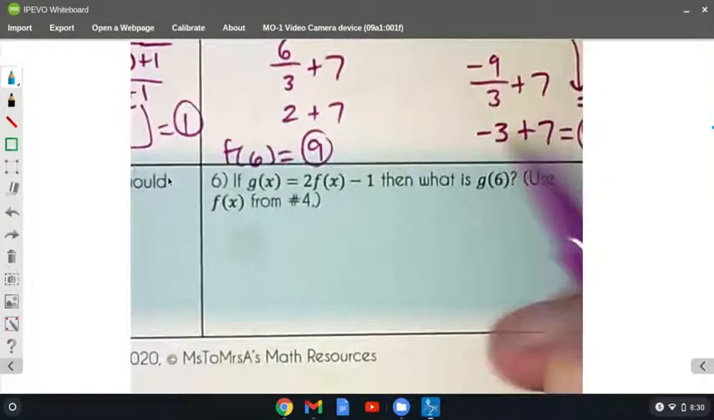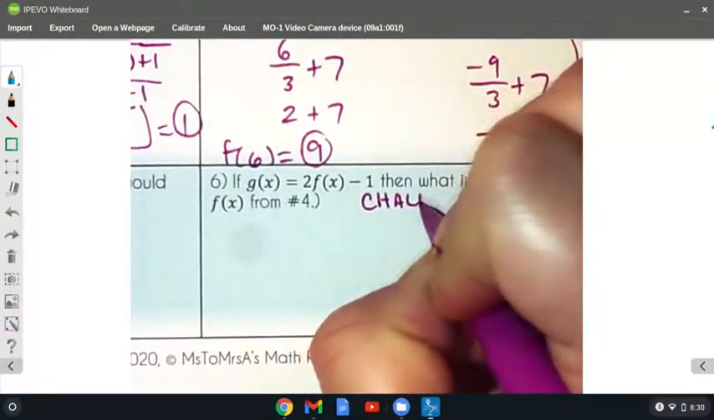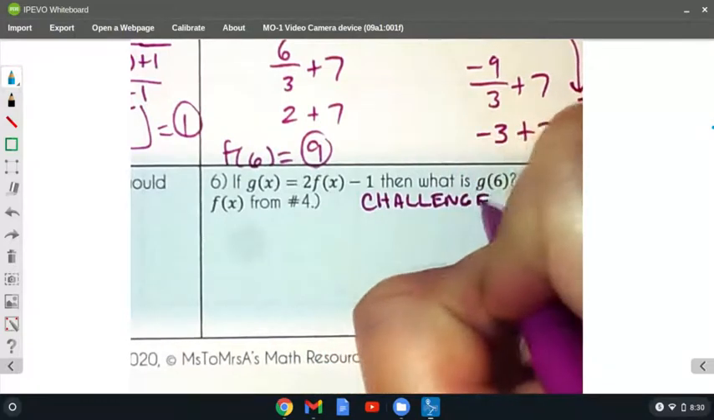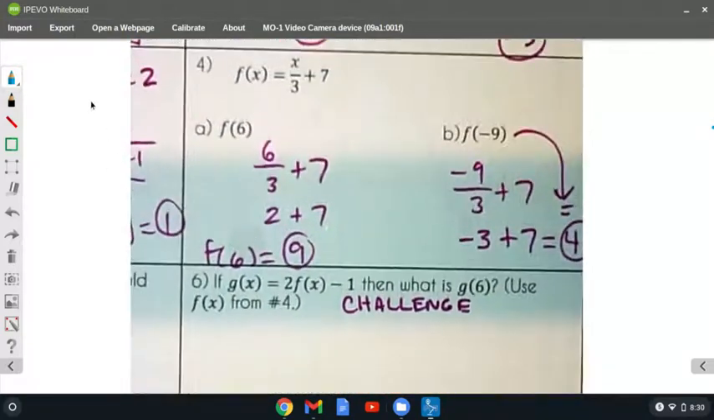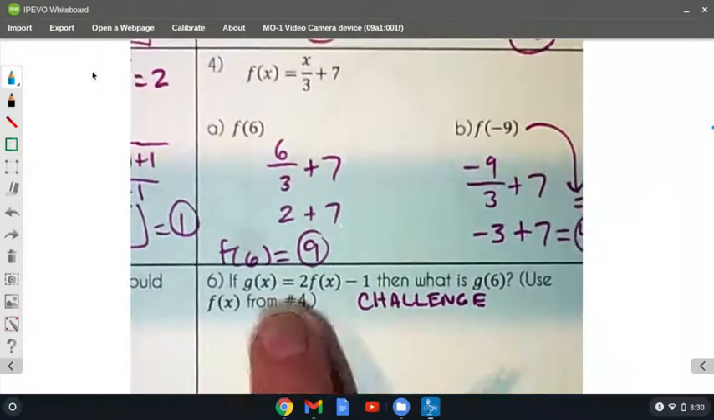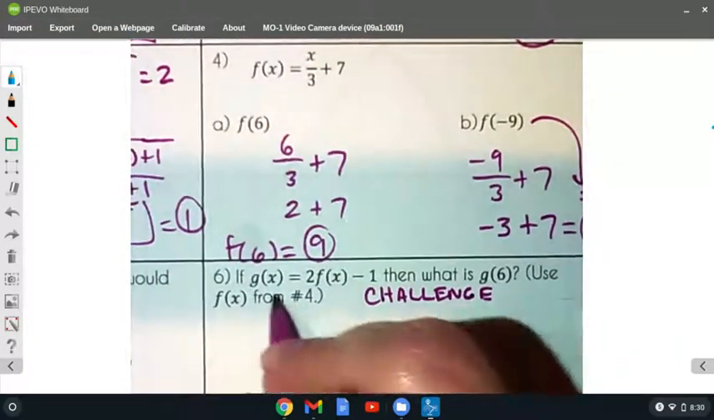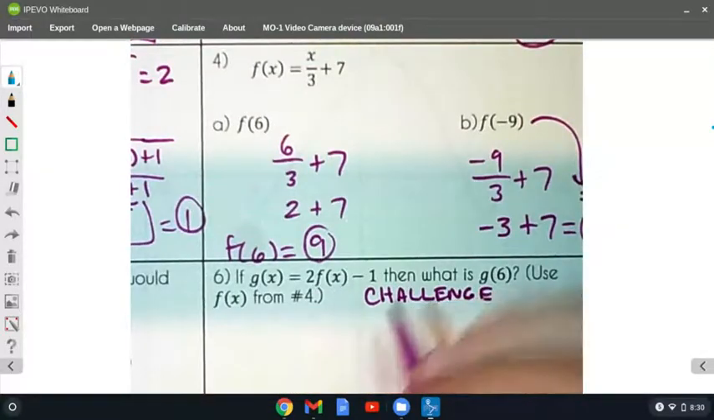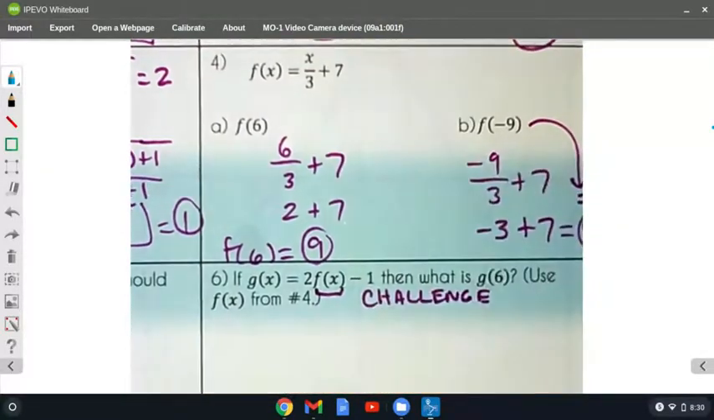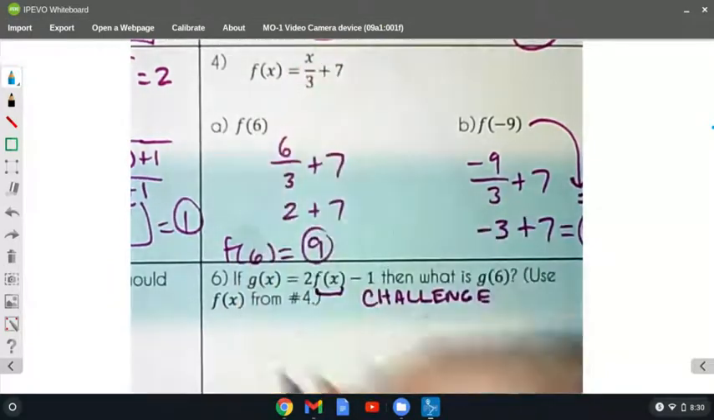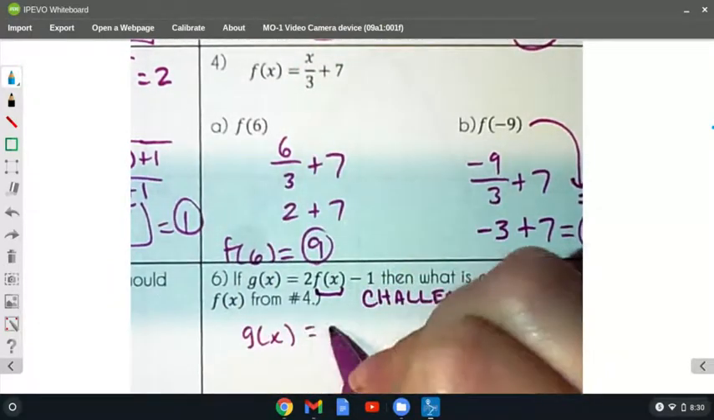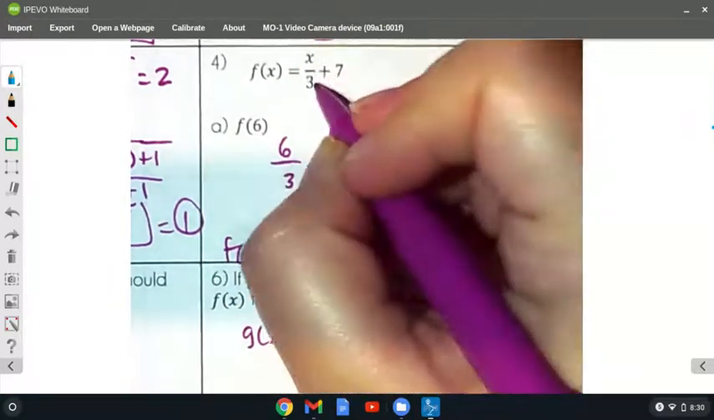Jumping over here, this one is definitely a challenge problem. So don't stress if you don't fully comprehend this one. But they are asking us once again to use the equation from number 4. So they're saying if g of x equals 2 times f of x, f is just another function. So they want us to use this function. So really all we're doing is replacing f of x with this function.